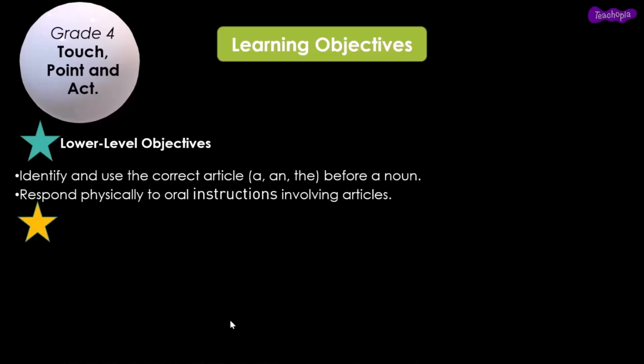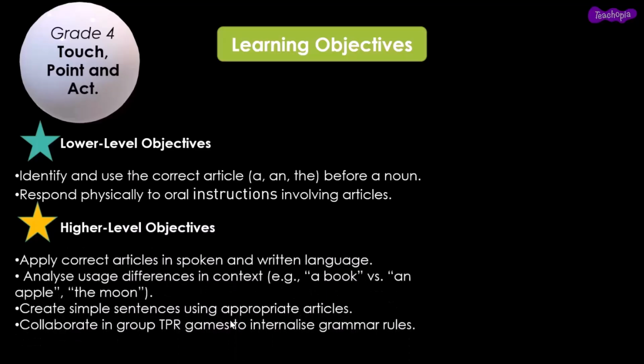At a higher level, we want learners to apply correct articles in spoken and written language, analyze the usage of differences in context, for example, a book versus an apple or the moon. We want them to create simple sentences using appropriate articles, and we want them to collaborate in group total physical response games to internalize grammar rules that they have learned.